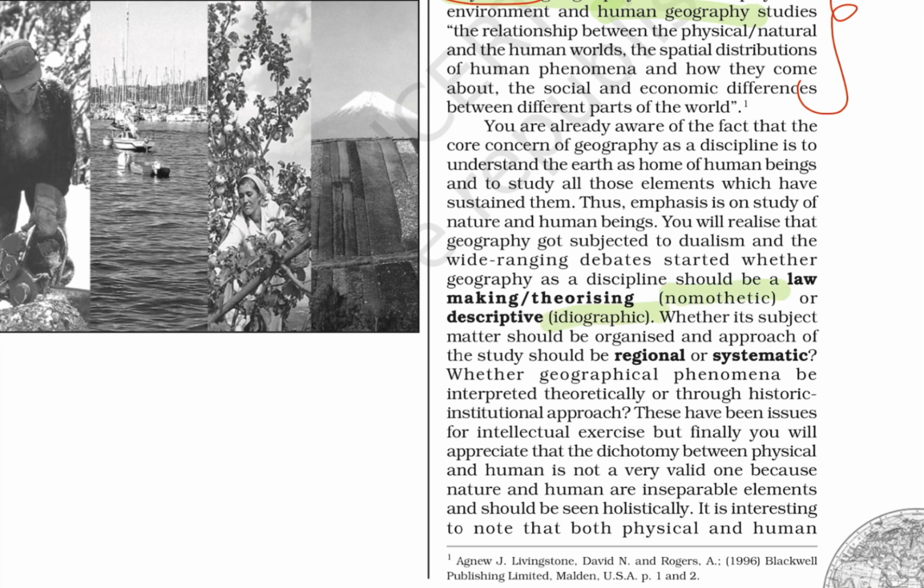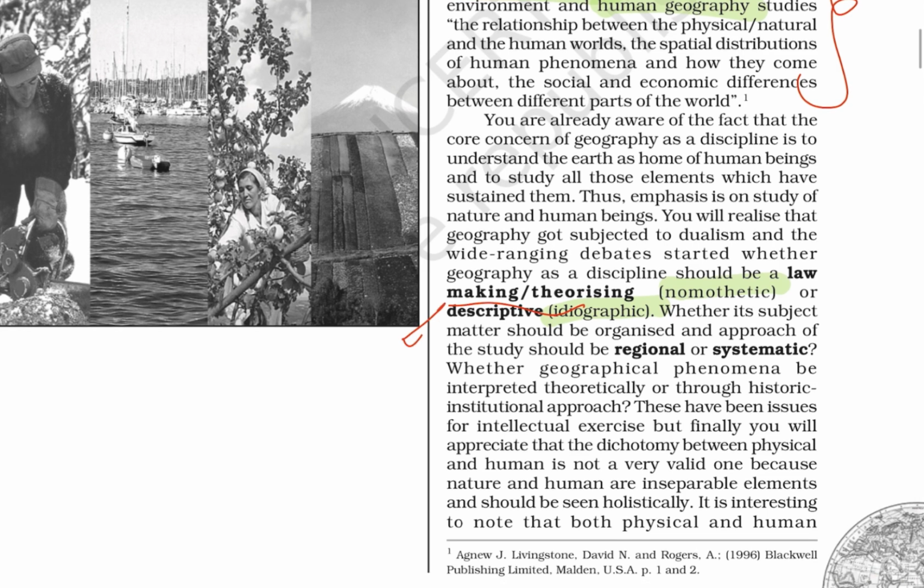The debate was, should geography make general laws or theories? So lawmaking and theorizing is something that science does, or should it just be descriptive of the unique features of places? Nomothetic is generalizing or theories, like the law of population density. So nomothetic is lawmaking or theorizing.